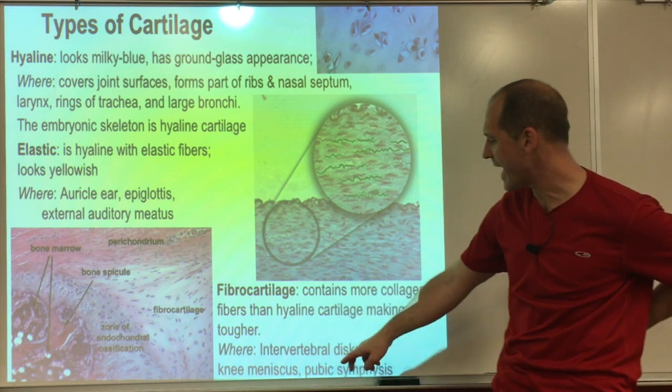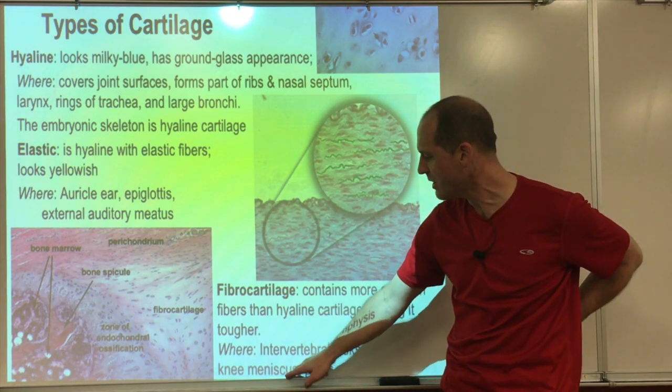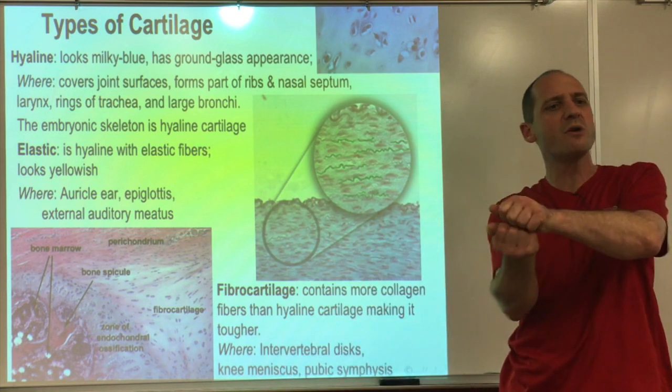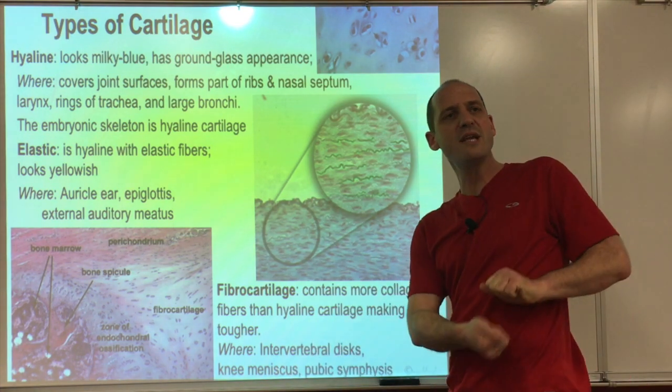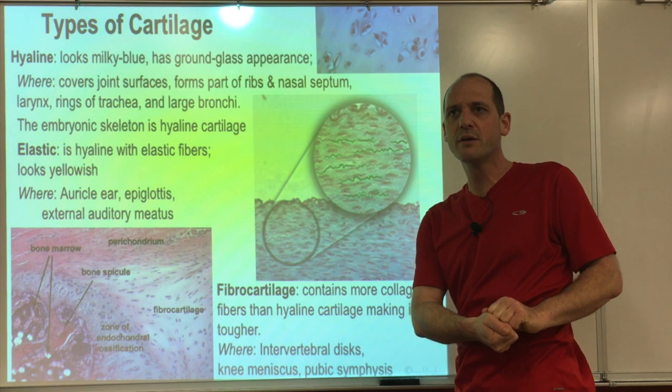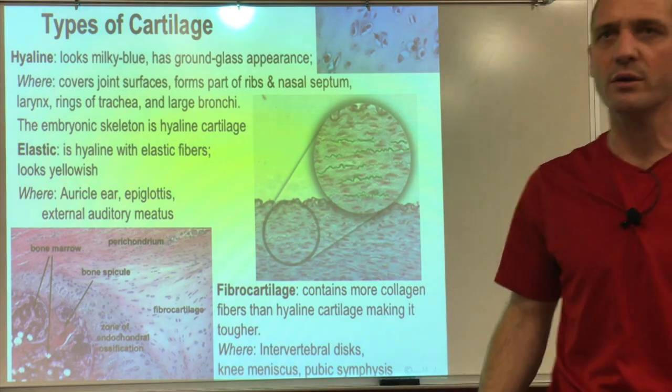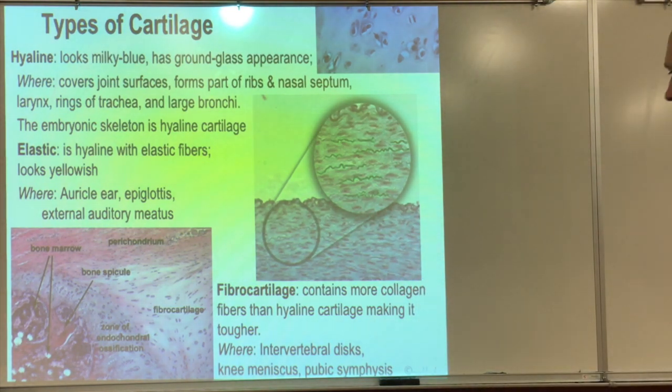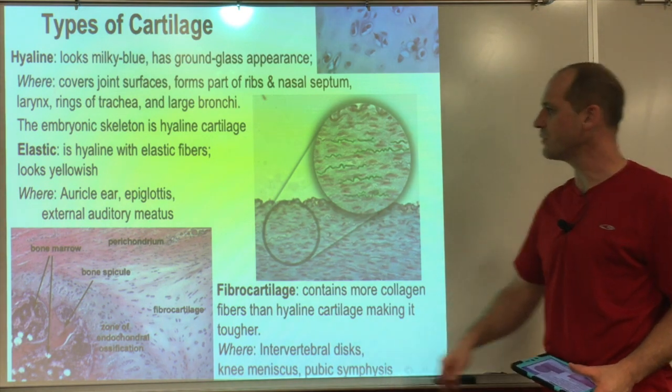So we have that, that's the meniscus here. We have that in the knee. We also have that between the vertebrae of the bones in the back. The disc stuff in the back, those vertebrae in between them, that's also fibrocartilage. So we'll talk about that when we get to those. That's some cool stuff too.